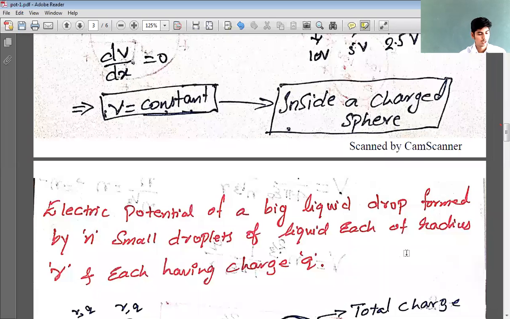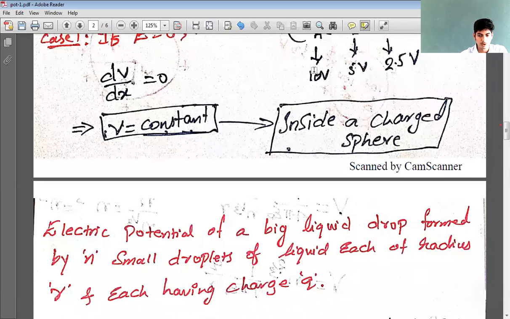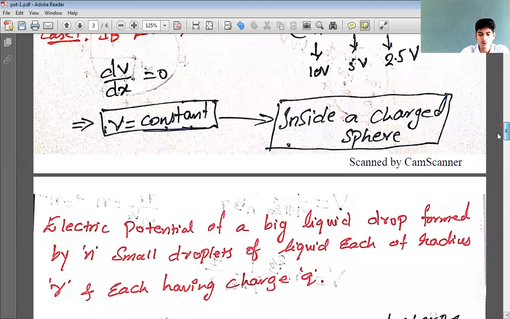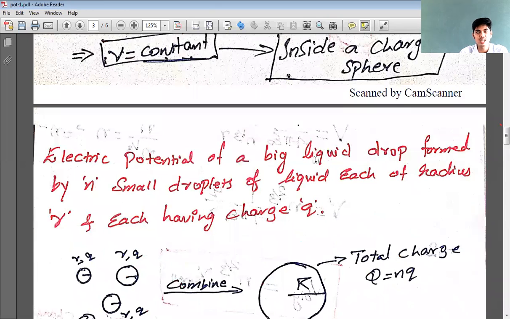ಈಗ ನೋಡ್ರಿ, ಇಲ್ಲಿ we have a problem here. Electric potential of a big liquid drop formed by n small droplets of liquid, each of radius small r and each having charge q. We have to now find out the electric potential of the big liquid drop.